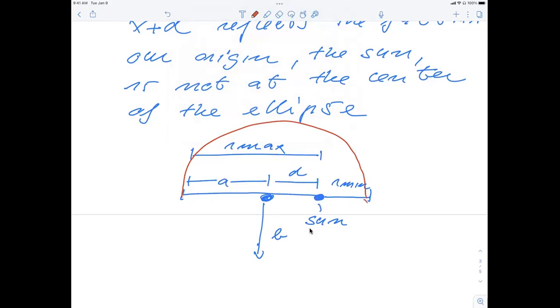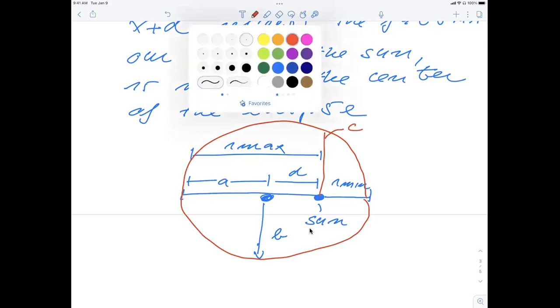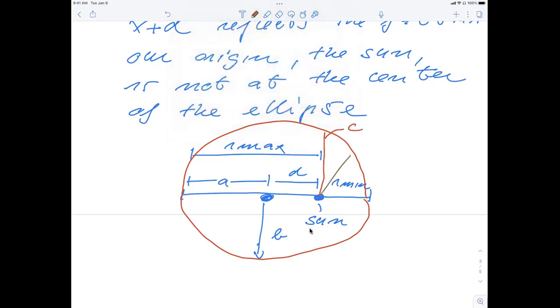So the height of the ellipse would be 2 times b. And this is the best way I can draw an ellipse here. And we would have this point here, which is our c. And then we have the angle phi, which is this one. So phi is an angle which goes from 0 to 2 pi. So if d is equal to 0, this just becomes a plain circle.